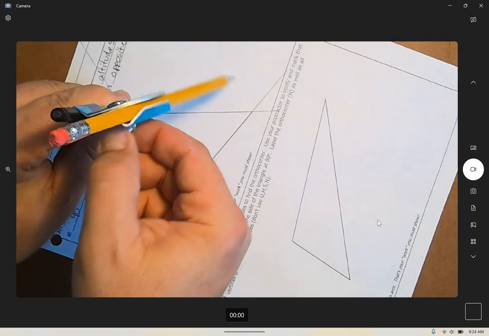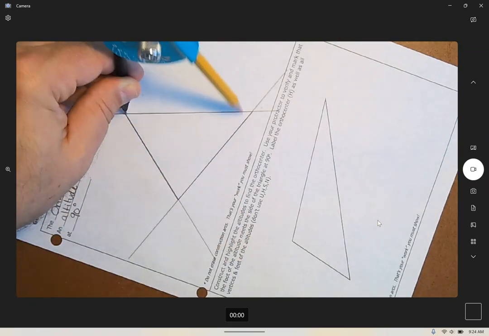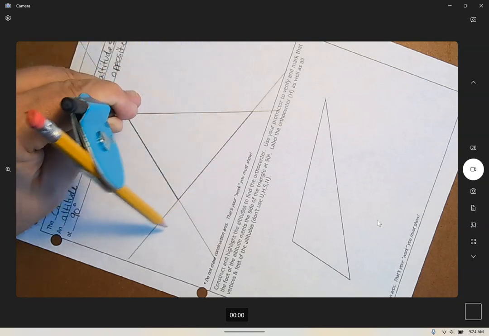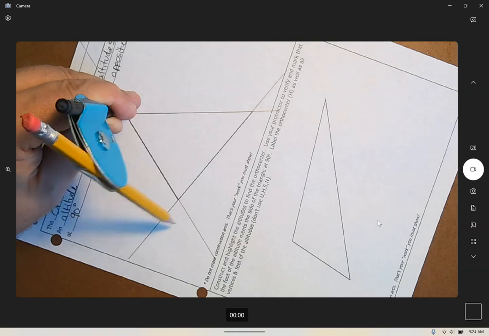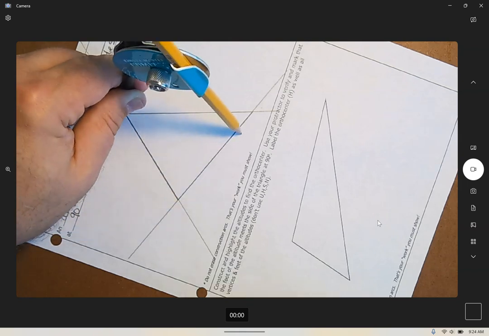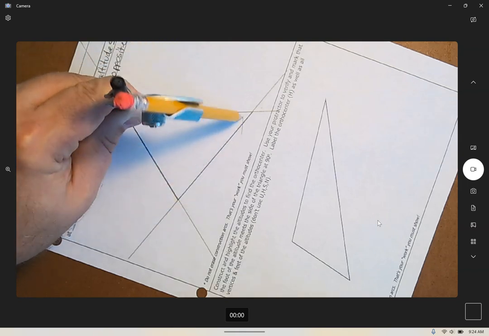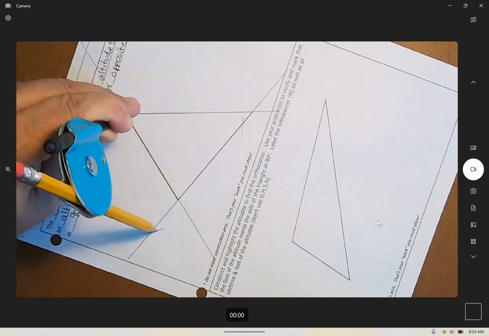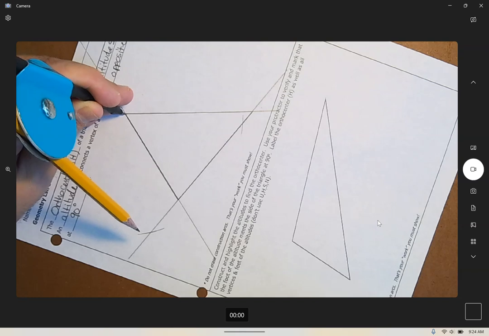So you want to test it out before you draw it, right? So I can see that I can cross here, and I can come out here, and I can cross out here. And you can see why I had to extend that line now, okay? So I'm going to do that. I'm going to make a crossing arc down here like that. And I'm going to make a crossing arc over here like that.